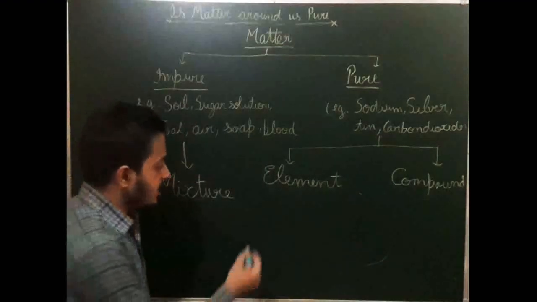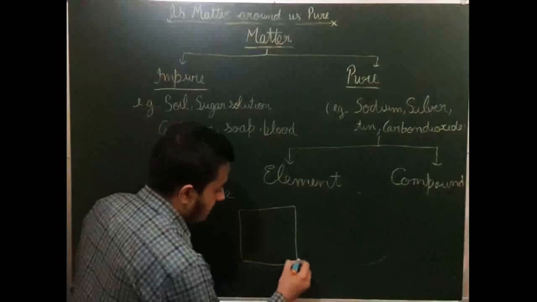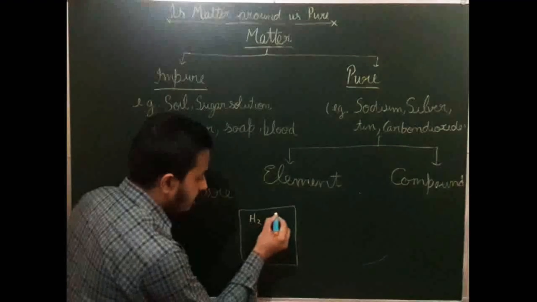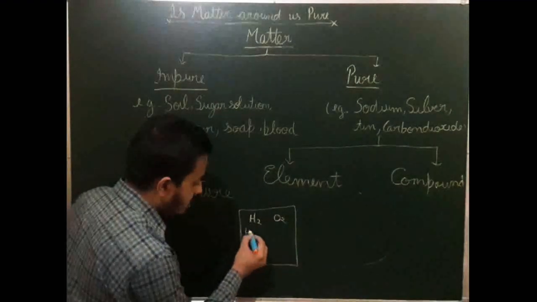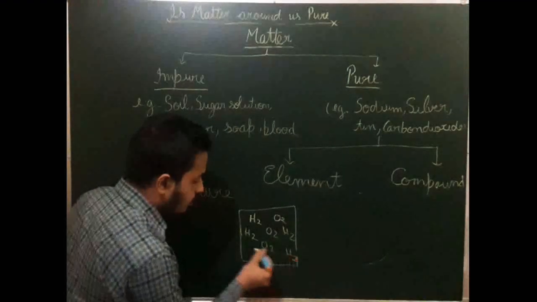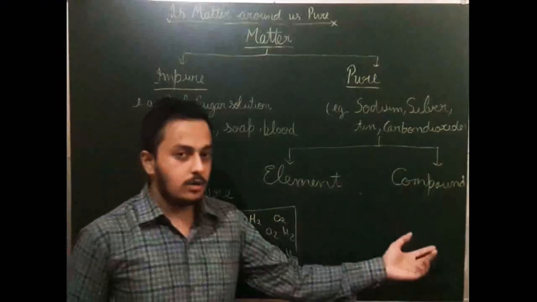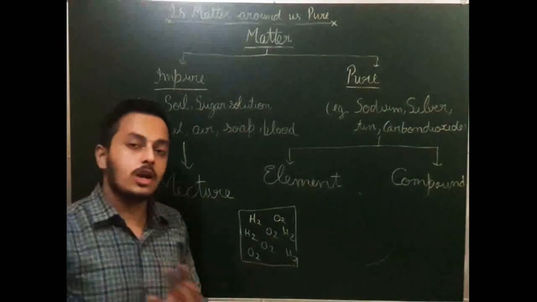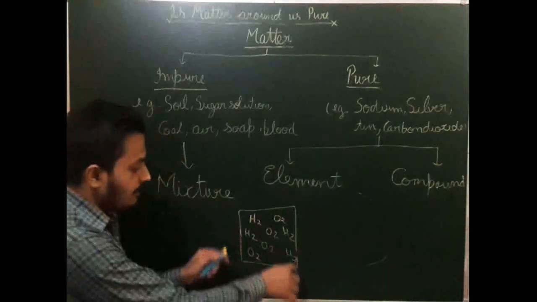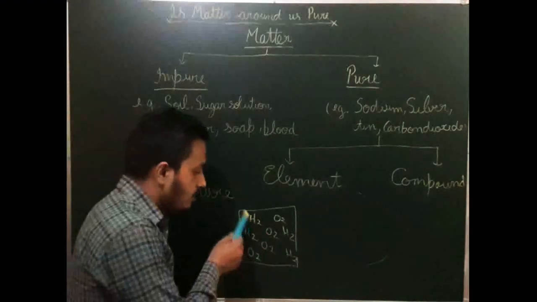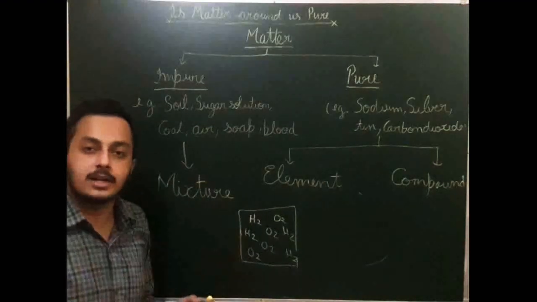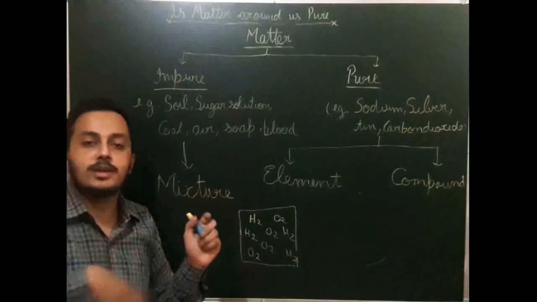Okay, so consider a box in which I have taken H2 molecules and O2. There is H2, O2, H2, O2, H2, O2, H2, O2. Earlier in the case of compound, you have seen that these H2 and O2 are combined together. But if they are not combined together, what will happen in this chamber? Look at this box. There is a molecule of hydrogen. There is a molecule of oxygen. Okay, they are separate. They are not combined together. They are just separate. They are roaming here and there.